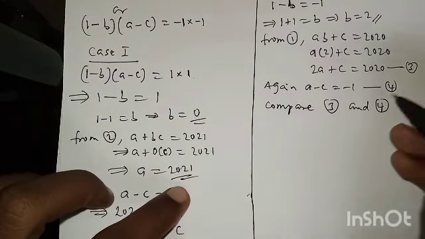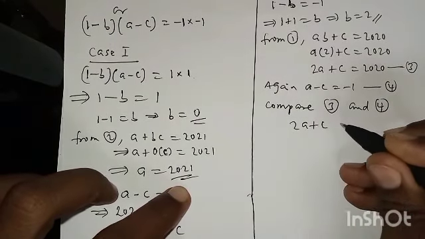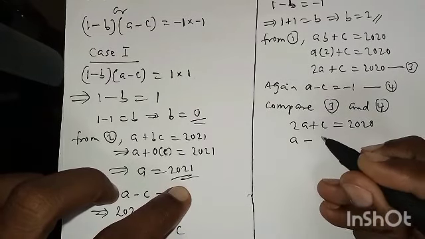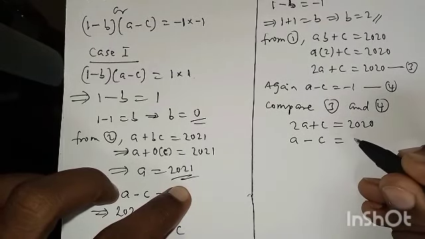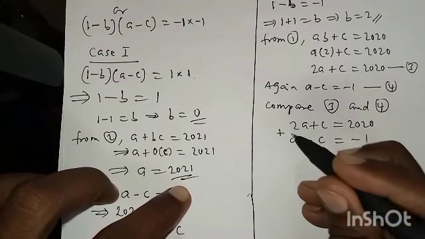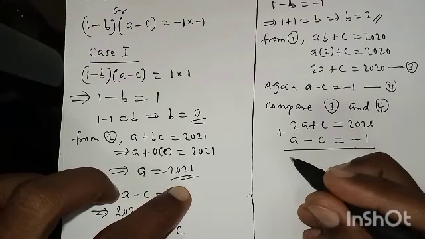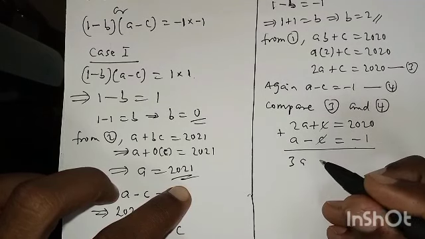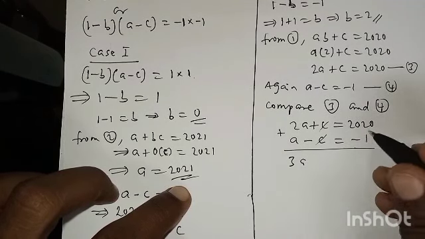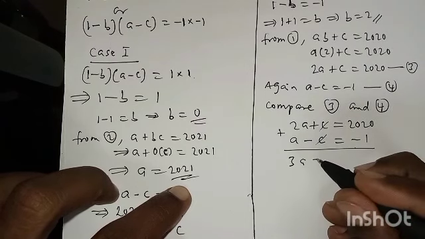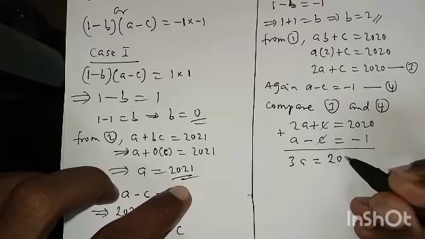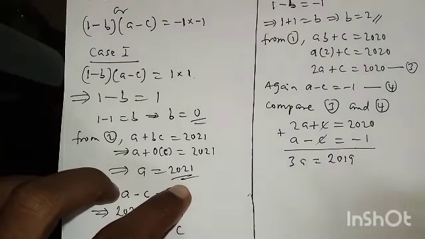We have our equation 3, which is 2a plus c equals 2020. And we have equation 4, which is a minus c equals minus 1. So let us add: 2a plus a, we have 3a, then plus c minus c, 0, equals 2020 minus 1. We have 2019. So from here, we are looking for a.